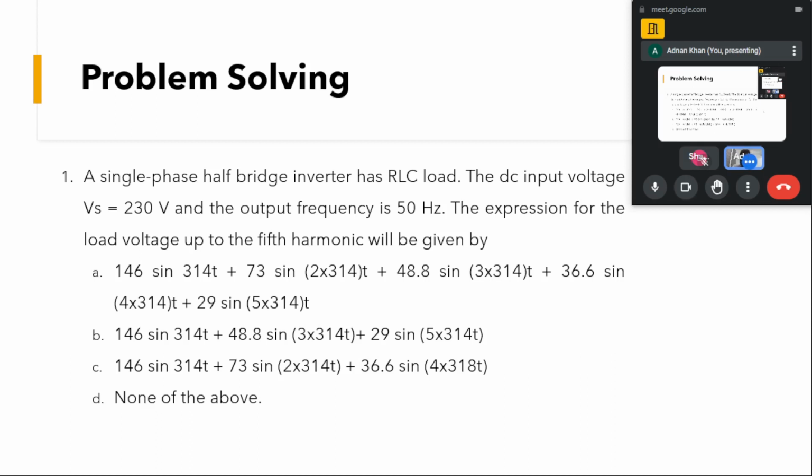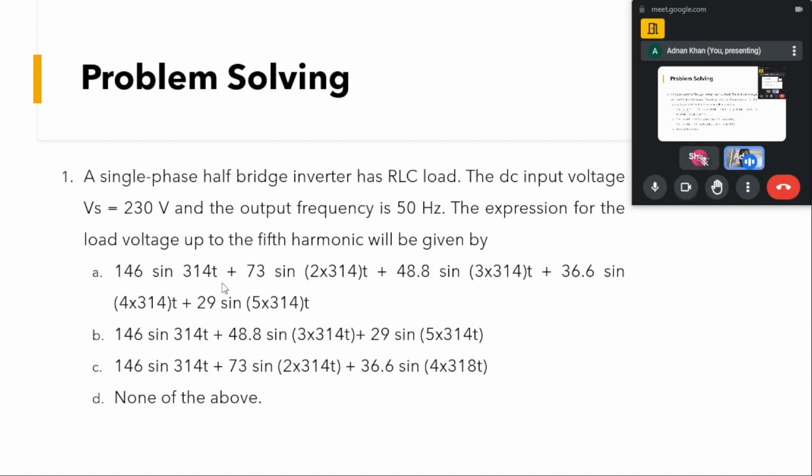There are a number of options given. The first option has the fundamental, second harmonic, third harmonic, because the output frequency is given as 50 Hz. So omega will be equal to 2 pi into 50, that is around 314. You can see omega is 314 in all of the options. Now we have to see which of the options is correct.